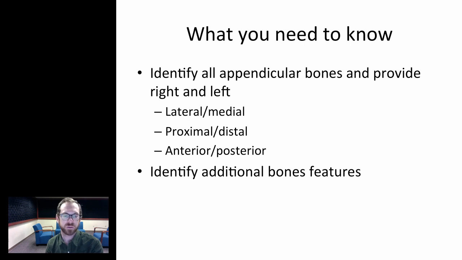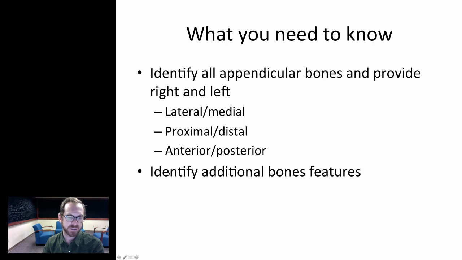You need to know three things to determine right or left for each bone. You need to know what is lateral and what is medial on the bone. You need to know what is proximal and what is distal. And you also need to know what is anterior and posterior. And we're going to go over all of this today.